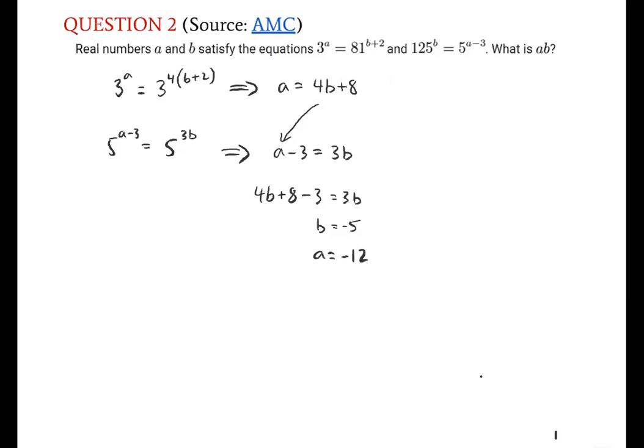So since the problem is asking for a times b, you just have to multiply these together. So -5 times -12 is just 60.